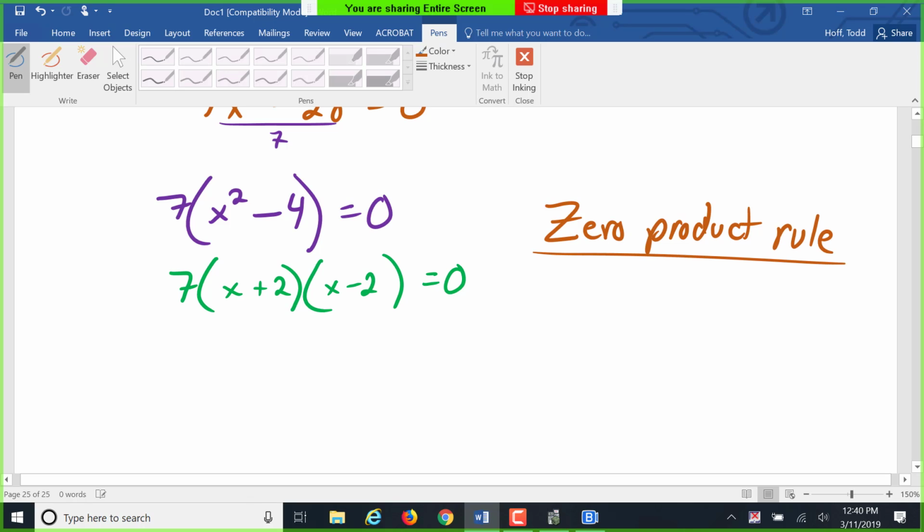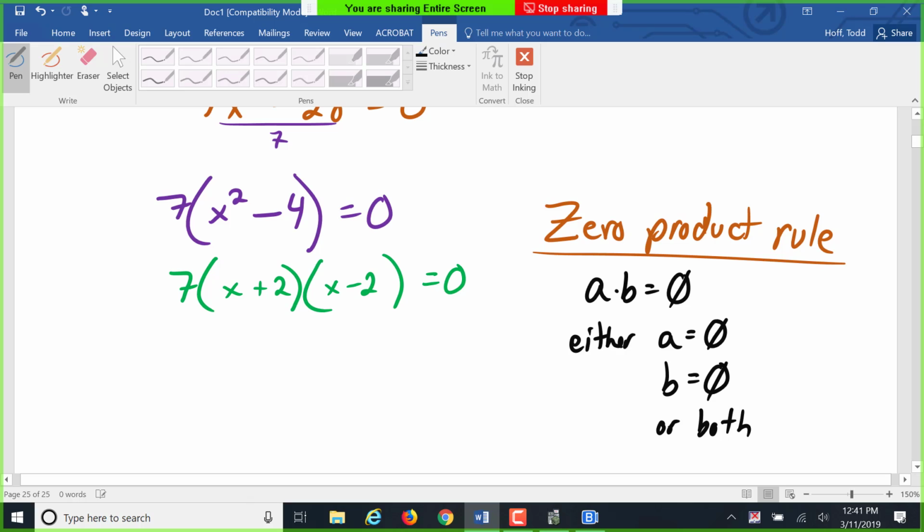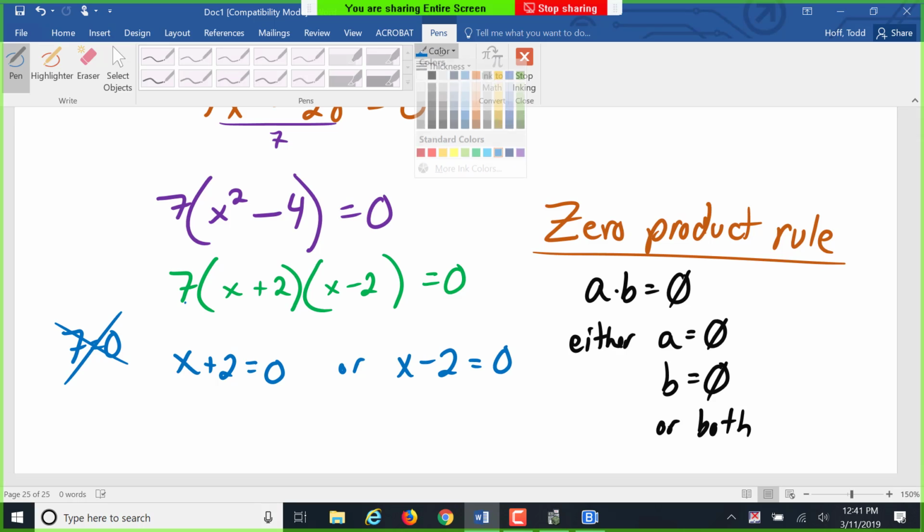And what we had mentioned is the zero product rule states if A times B equals 0, then either A equals 0, B equals 0, or both. Both could equal 0. So what that's telling us up here is, can 7 equal 0? No. That doesn't give us a possible solution. X plus 2, however, can equal 0, or x minus 2 can equal 0. So we have two linear equations to solve here.